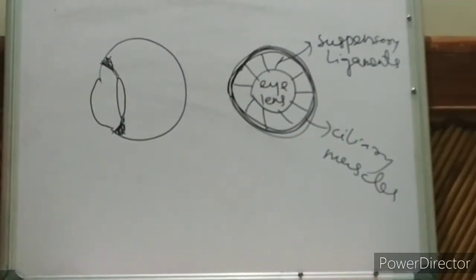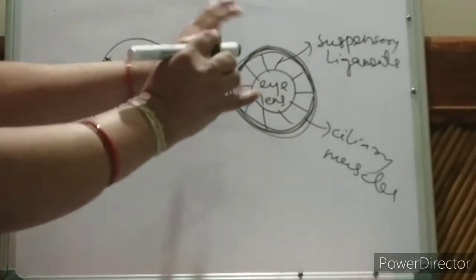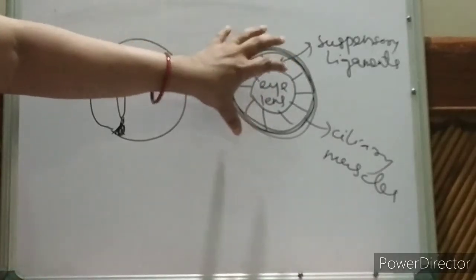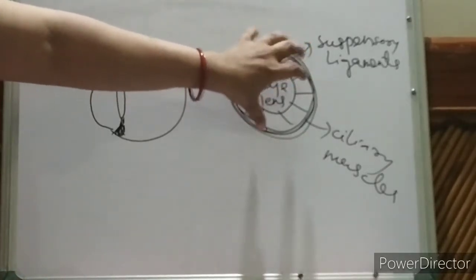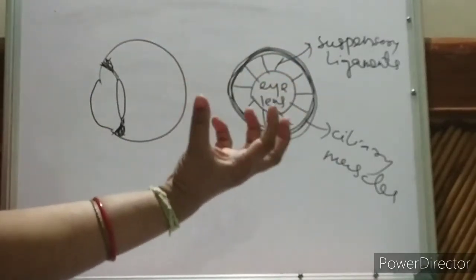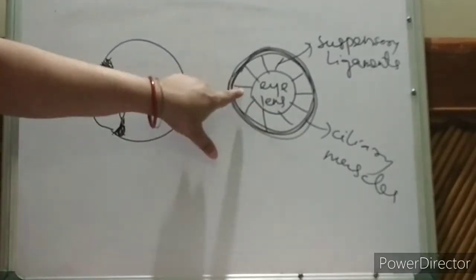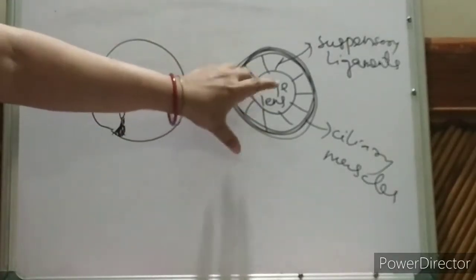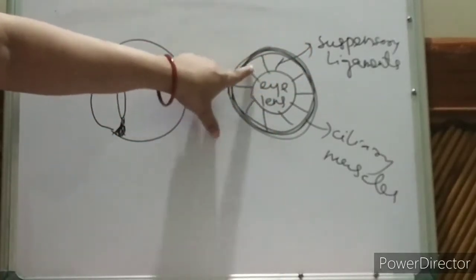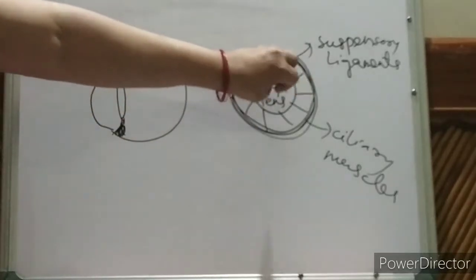Now, when ciliary muscles contract, as we can see, it is contracting radially inwards like this. And these are ligaments. So when the ciliary muscles contract like this, what will happen to the ligaments? These ligaments will slacken. You can say they loosen.